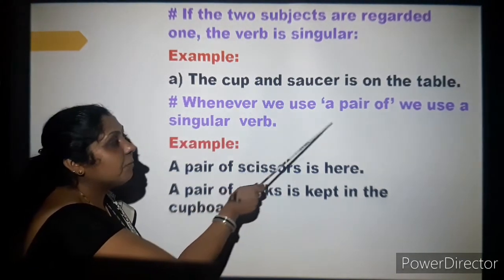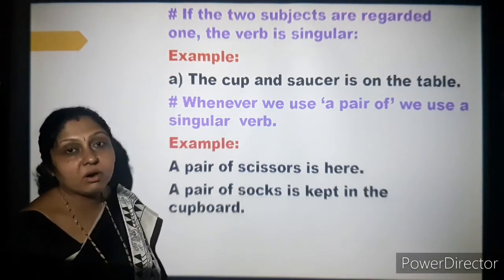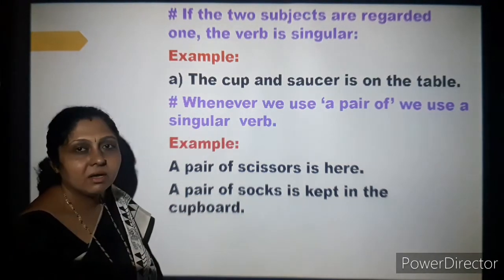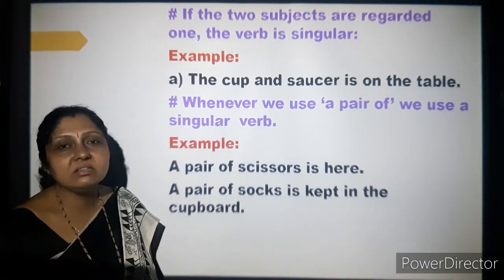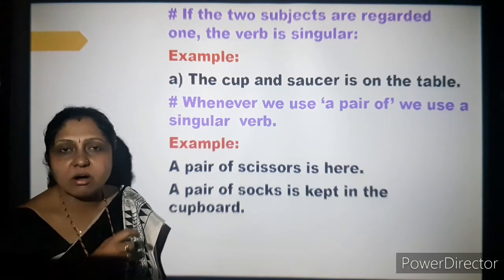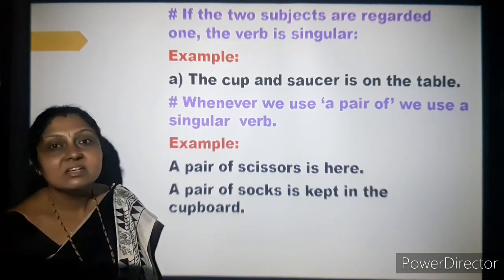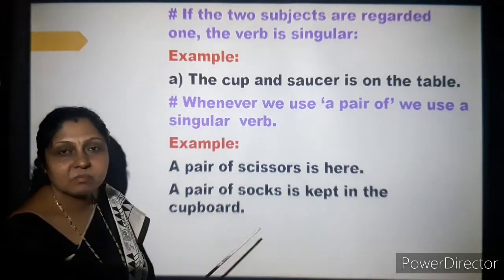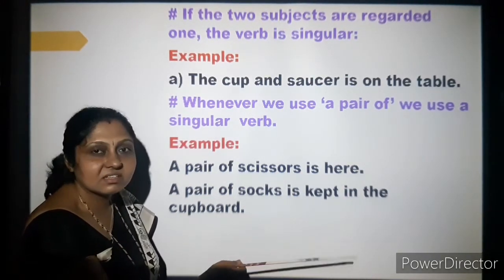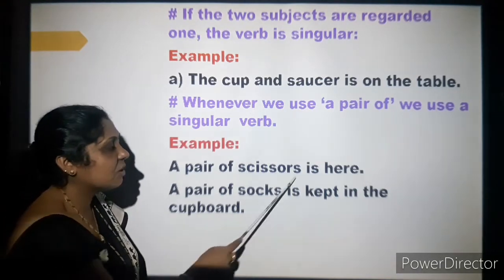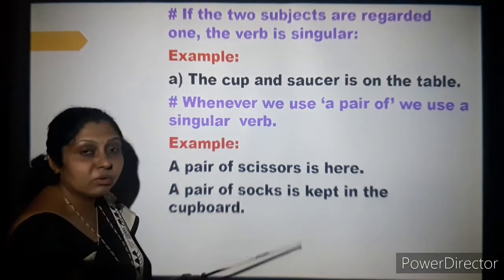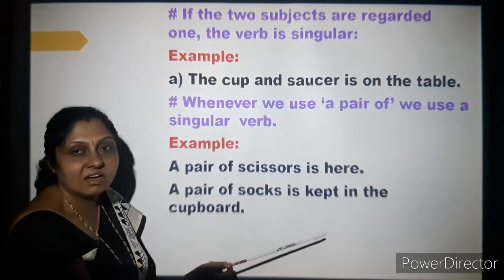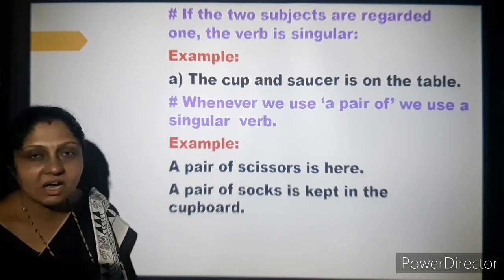Whenever we use "a pair of", this is one more important usage. With "a pair of", we use a singular verb. When you are using this usage, "a pair of", then also you have to go for the singular verb. A pair of scissors is here. Because scissors always exists in the plural form, meaning it will have an S in it. And when you are saying a pair of scissors is here, it will take the singular form.